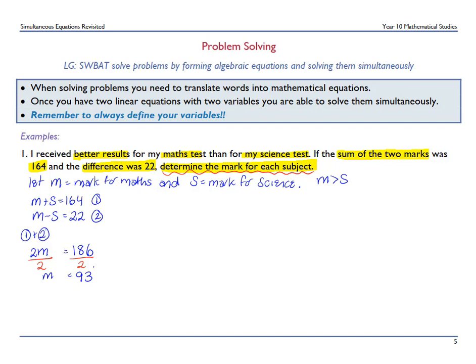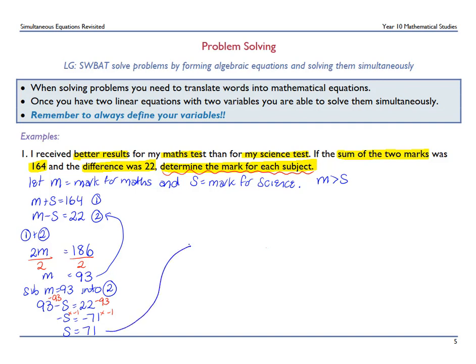I now have to find science, so I'm going to substitute that into one of the other equations. Second equation has lower numbers, so I'm going to sub M equals 93 into equation 2. So I have 93 take S equals 22. I take 93 from both sides. So I have negative S equals 22 minus 93 is minus 71. So if negative S is negative 71, S has to be 71. The other way, if you can't see that, times both sides by negative 1 to get rid of the negative.